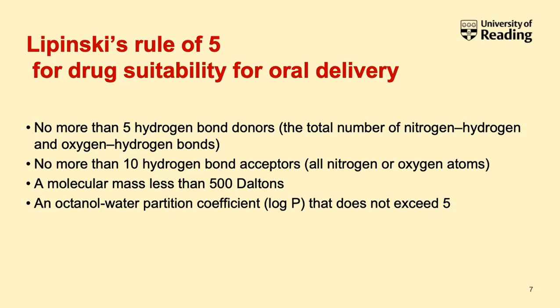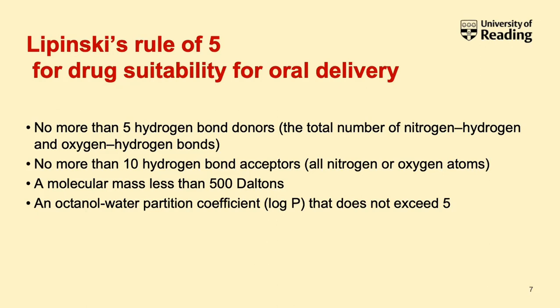So these are the rules. It needs to have no more than 5 hydrogen bond donors and no more than 10 hydrogen bond acceptors. Hydrogen bond donors are things like nitrogen-hydrogen and oxygen-hydrogen bonds within the structure that could donate the hydrogen into that hydrogen bond. And the hydrogen bond acceptors will have nitrogens and oxygens. And it needs to not have a molecular mass that is higher than 500 Daltons.